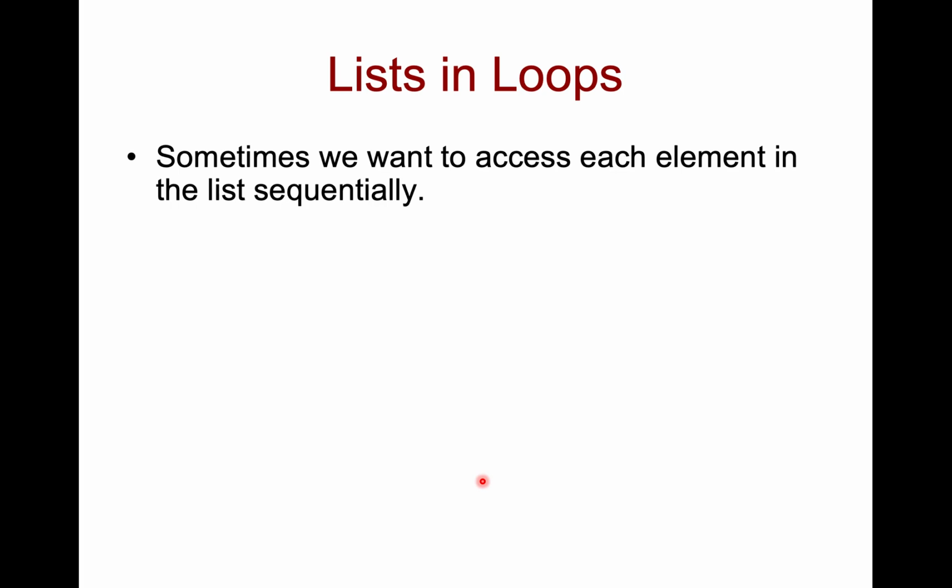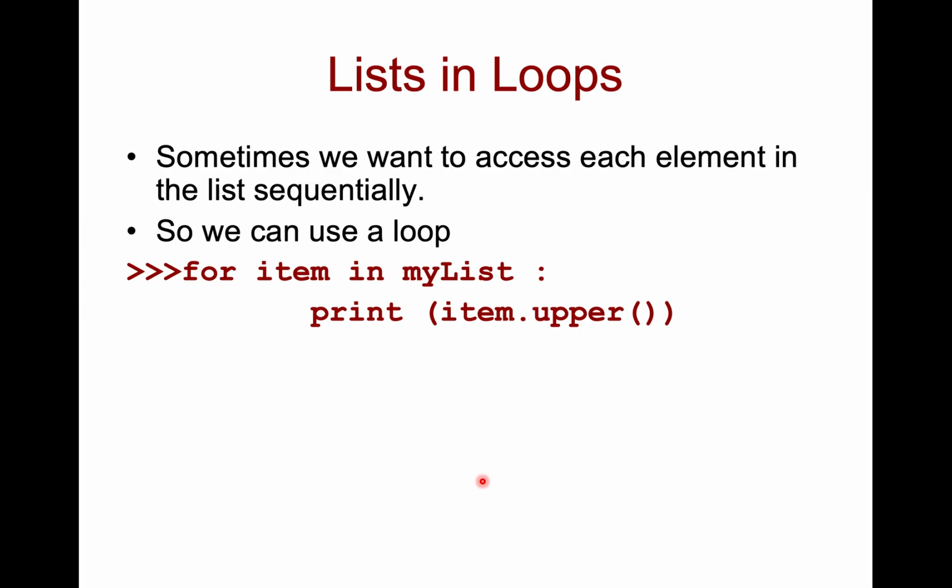Sometimes we want to access each element in the list sequentially, and we can use a loop to do that. When you create a for loop and the item in this position, right before the colon, is a list, then Python will iterate through the list, grabbing items from the list and putting them in the variable that you specify right after the keyword for. In other words, it will grab the first thing from mylist and put it in item and then execute the body of the loop. In this case, printing item in uppercase form.